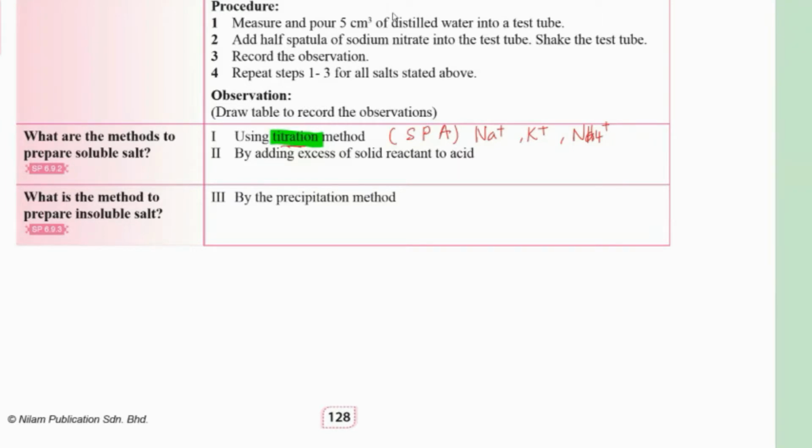Now, how about the insoluble salt? For insoluble salt, we use the precipitation method. So first you must remember the soluble salt and insoluble salt. Then we need to know the method to produce the soluble salt and insoluble salt.